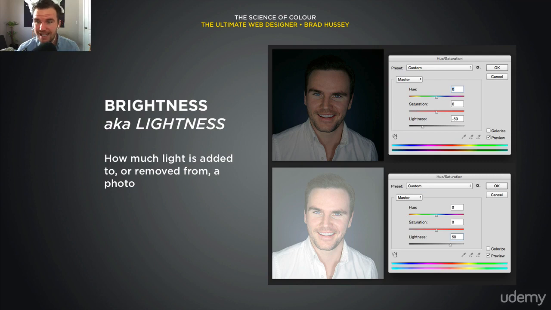Brightness, also known as lightness within Photoshop. How much light is added to or removed from a photo. So you can see here, the top example, we have 50% less light, and at the bottom, 50% more light.